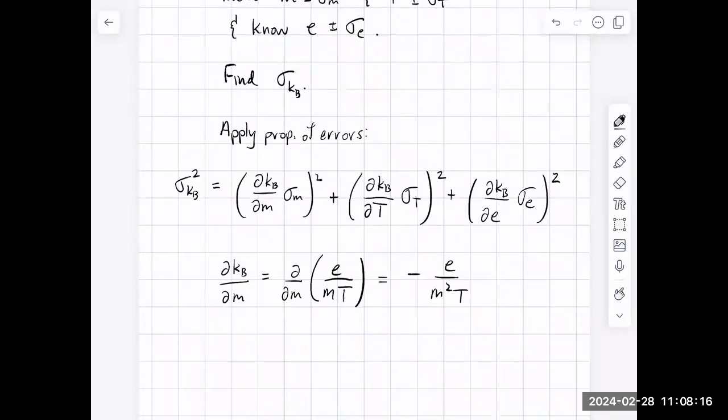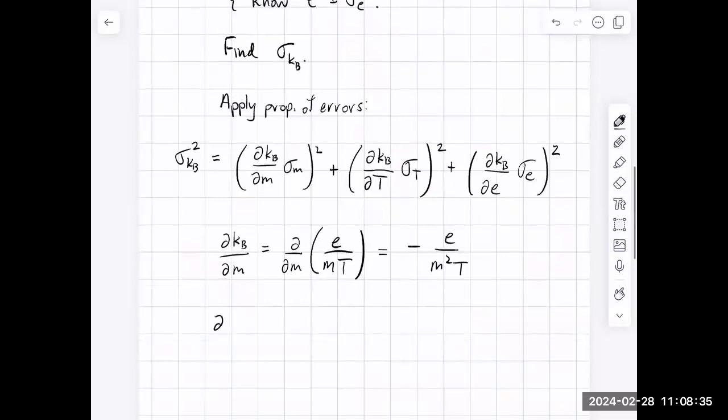I've written down the minus sign because that is the derivative, but it's going to turn out that for these propagation of error calculations, this minus sign is not going to matter because it's going to go inside a square, so it'll end up being a positive quantity. In any case, we can do the same calculations for the other variables, one being temperature. That's going to be the same thing, except instead of an m squared in the denominator, we'll have a t squared. So it's going to be equal to minus e over m times t squared.